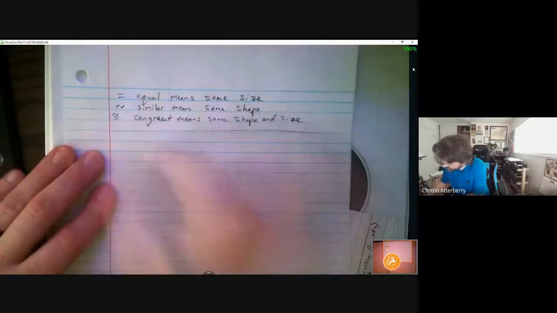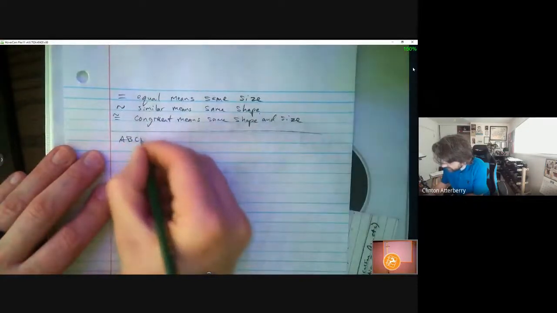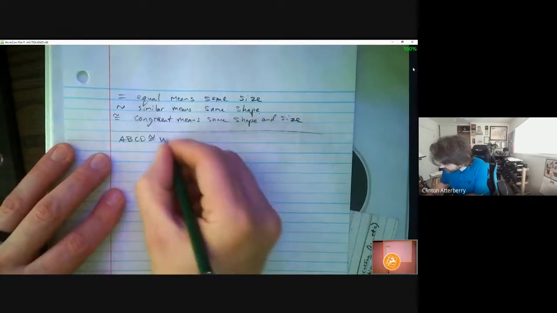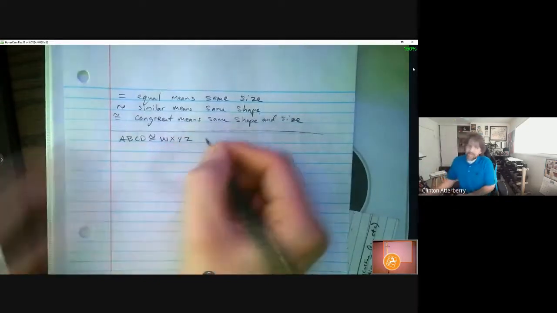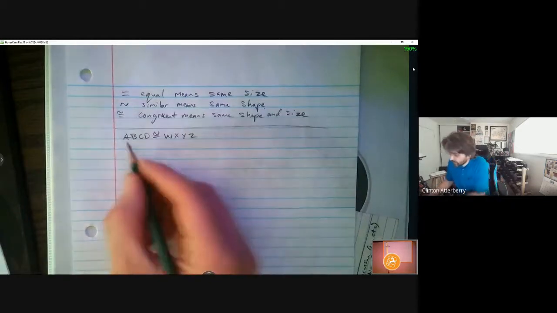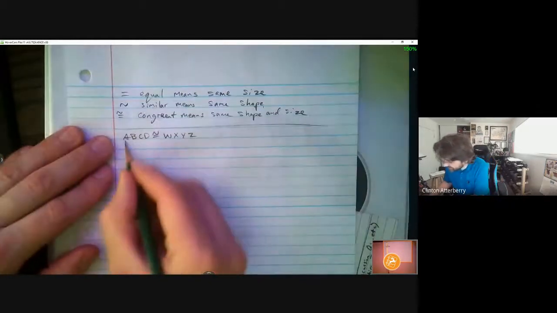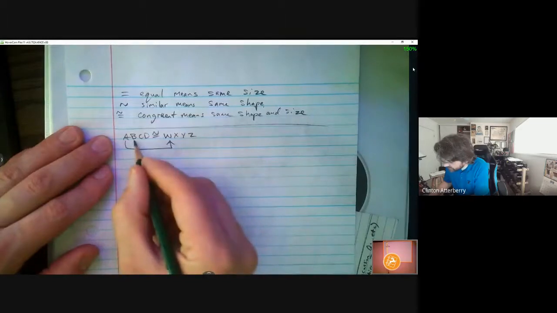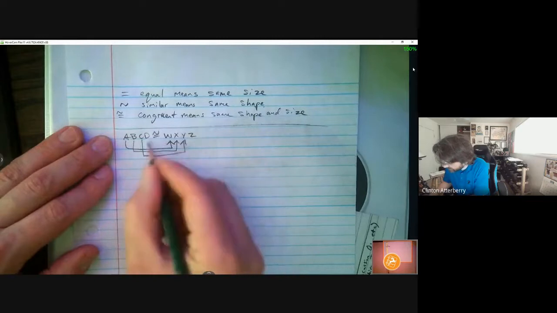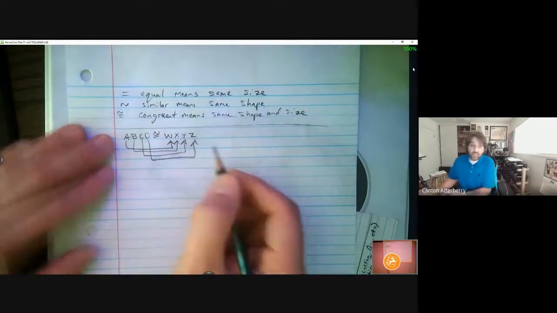So you're going to see a few things. The first thing we're going to look at is, let's say we have ABCD is congruent to WXYZ. And when they write something like this, they don't do it by accident. What I mean by that is whatever A is, it's the same thing as W. Whatever B is, that's the same thing as X. Whatever C is, that's the same thing as Y. And whatever D is, it's the same thing as Z.